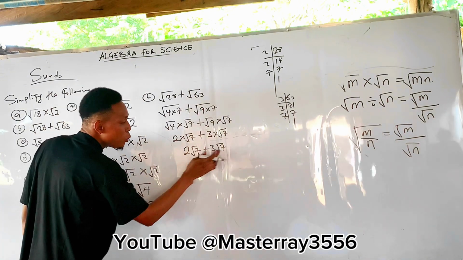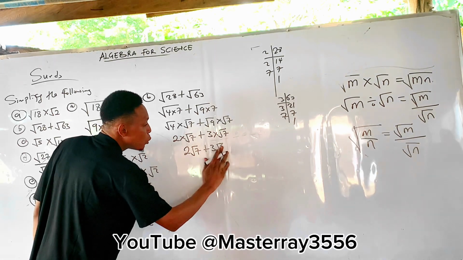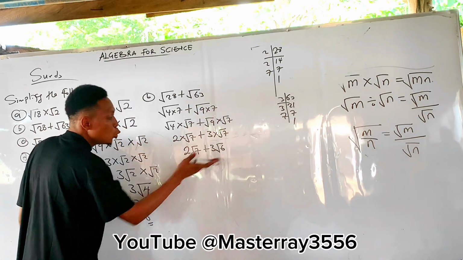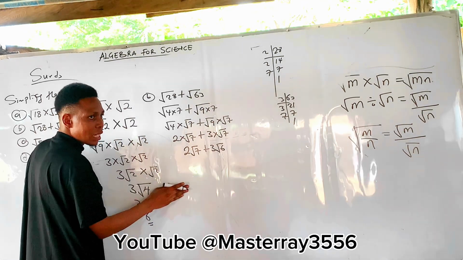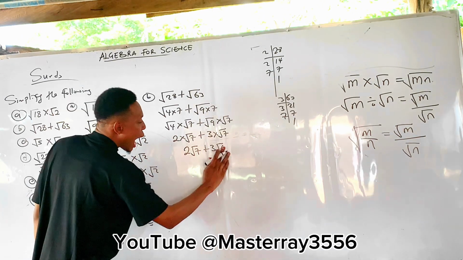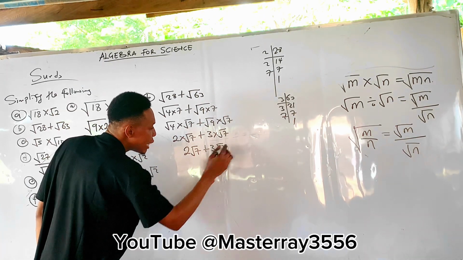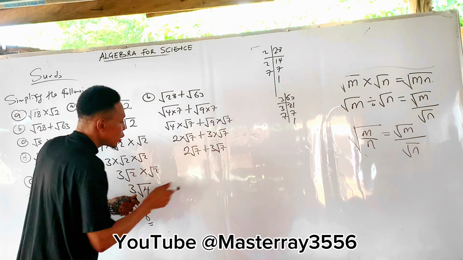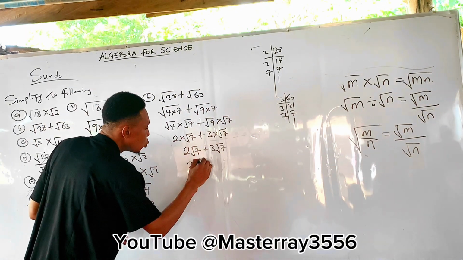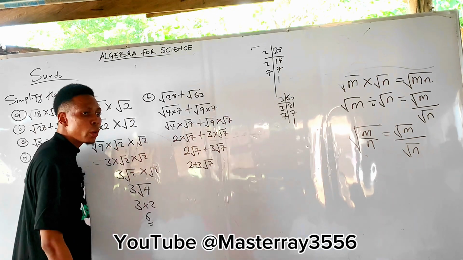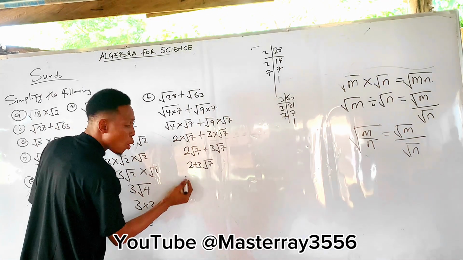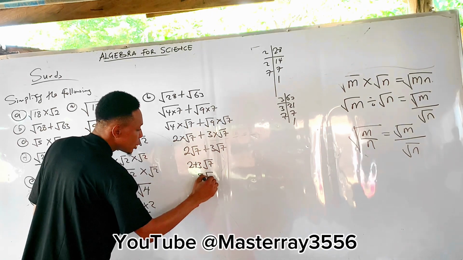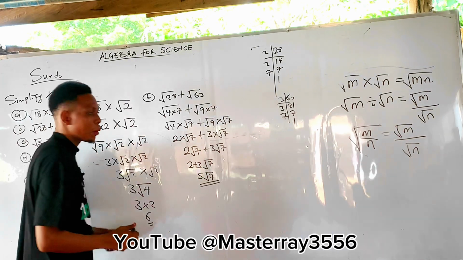Since we have the same roots, suppose you don't have the same root, let us assume we're having like 6 here. You leave your answer like this. Are you following? Since we are having the same roots, which is 7, what do you do? You pick 1. So this one is taken as 2 plus 3 root 7. So 2 plus 3 gives you 5 root 7. So that will be your answer.